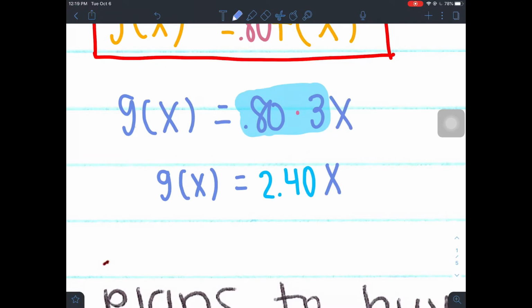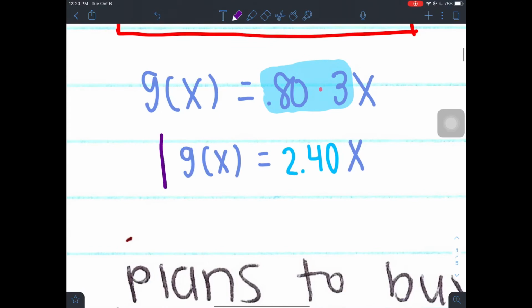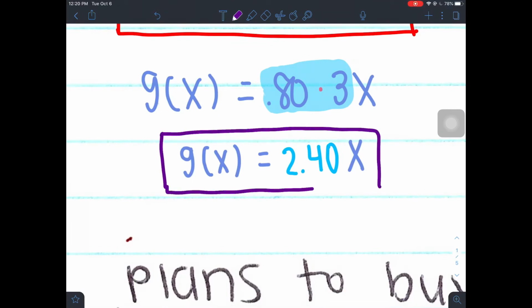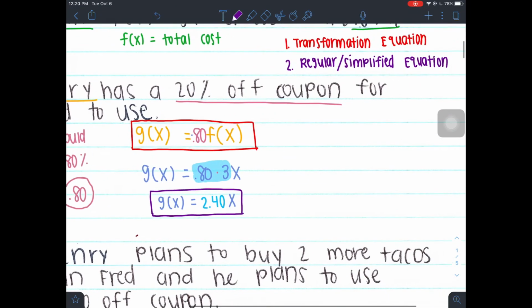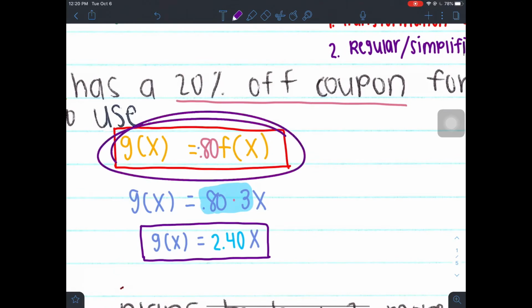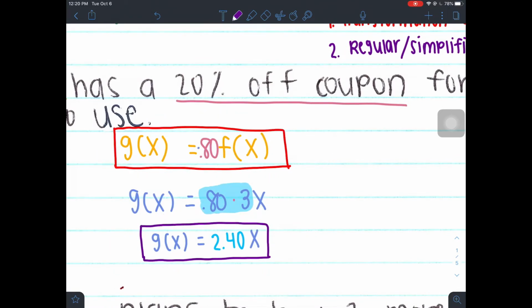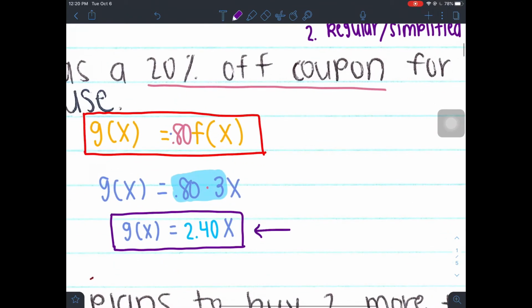All right. Now, can I simplify this equation any further? Nope. So I'm done here. This is as far as I can go. Now, this looks like a normal equation. g of x equals 2.40x. Now, what does that mean, right? So I have my transformation, and then I have my simplified regular equation. What does this mean, though?